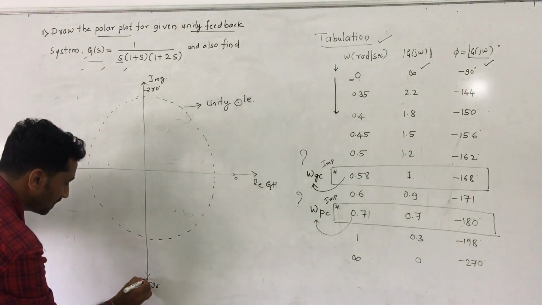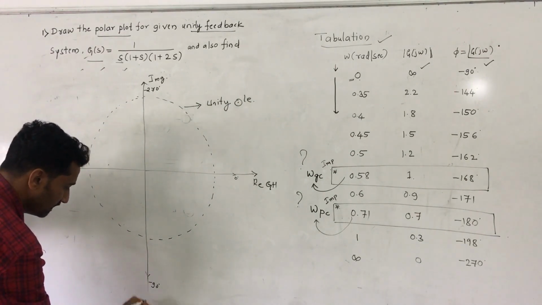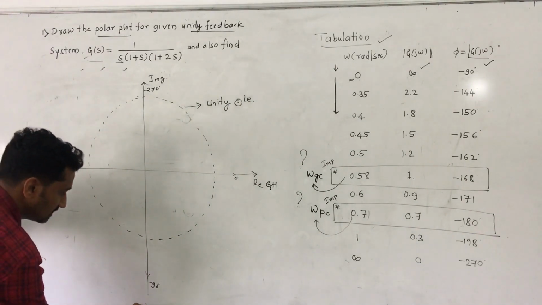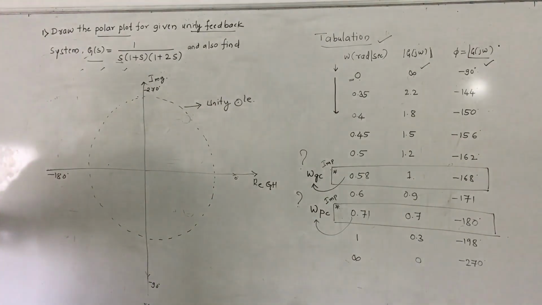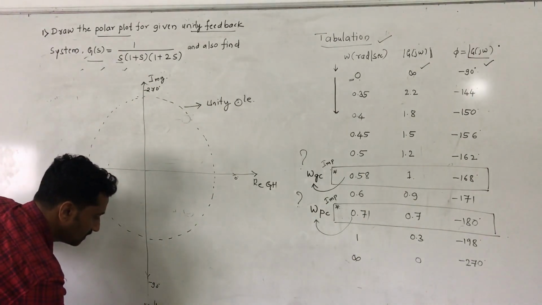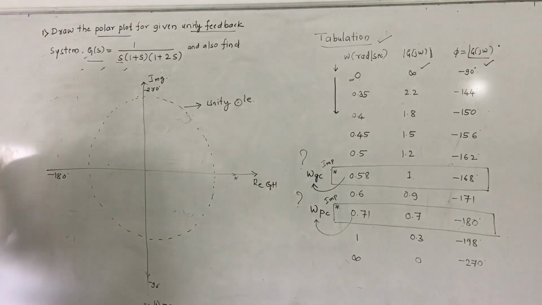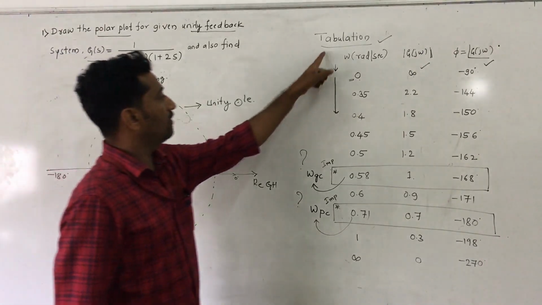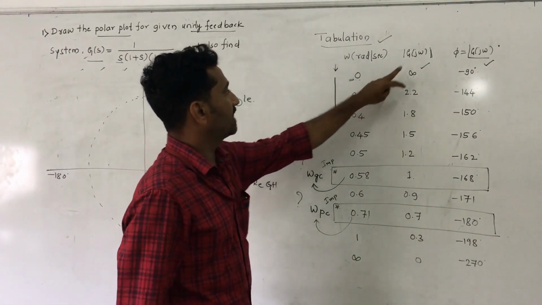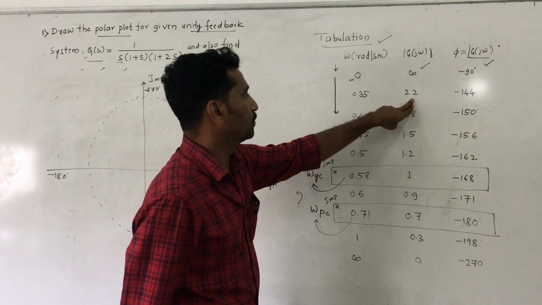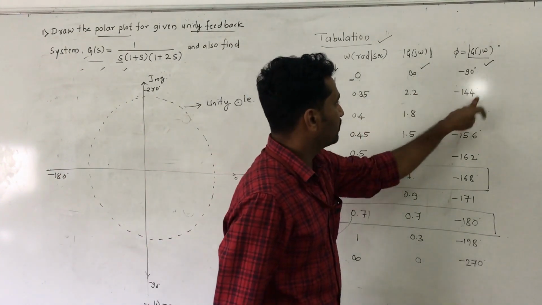Means somewhere I have the magnitude infinity here, a larger value at minus 90 degrees. This is my first plot point, where the omega value is 0, right? If I go on increasing the omega value, say 0.35, what is the magnitude I am getting here? It is 2.2. What is the angle? Minus 144.